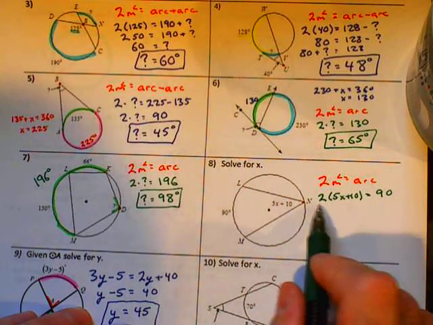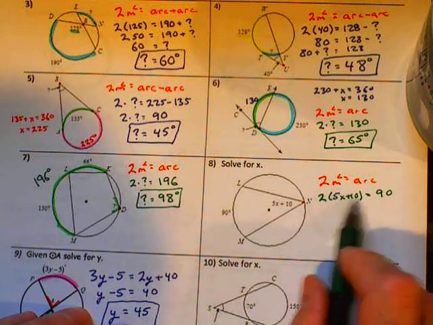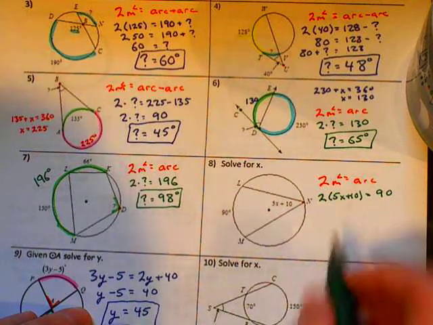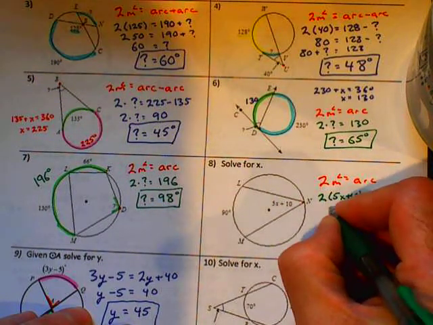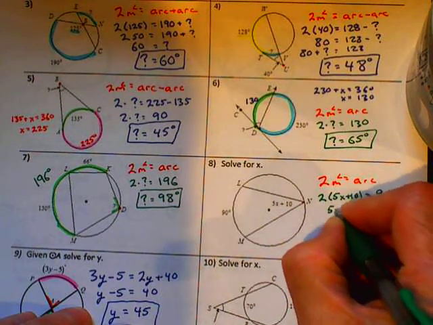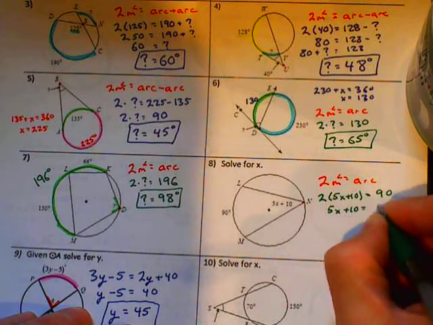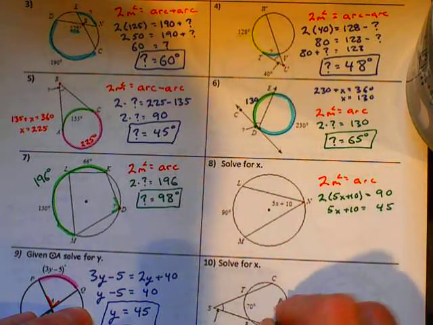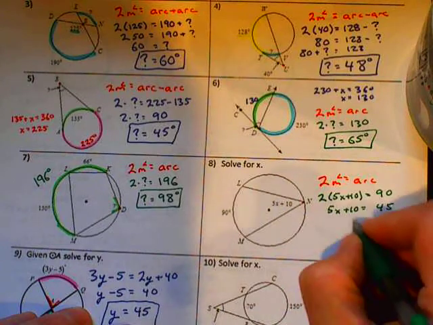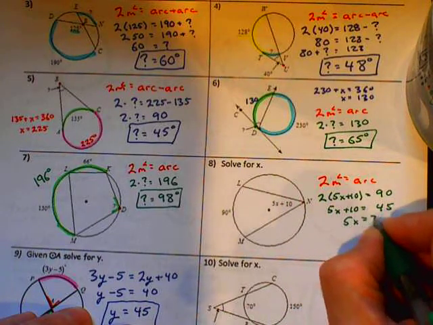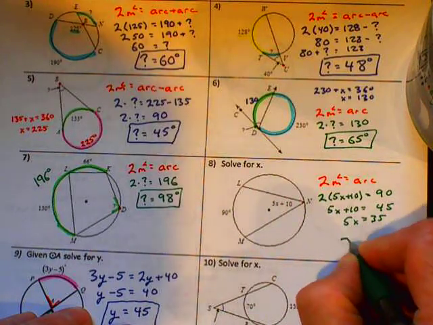Be careful. If you want to distribute this 2 across, you can get 10x plus 20 and solve. Or you can just go ahead and divide both sides by 2, which I'm going to do. Divide both sides by 2, you get 5x plus 10 equals 45. Subtract 10 from both sides, 5x equals 35. So x is going to be 7.